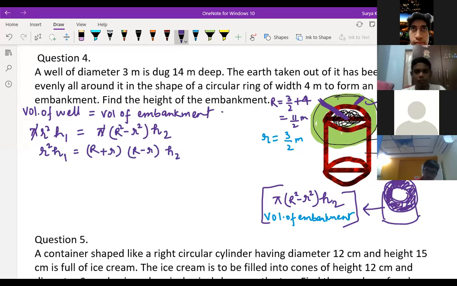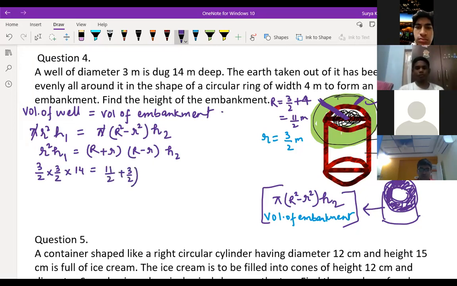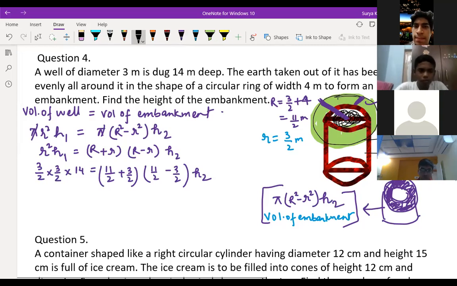Now we put the values. r value is 3/2 into 3/2 into h1, that is 14, is equal to R plus r, capital R, that is 11/2 plus 3/2, and 11/2 minus 3/2, into h2. We have to find h2 only. If you are having any small doubt, you can ask anywhere. So now here cancel, you make it. Which one you can cancel? That you cancel out. 2 7s are.